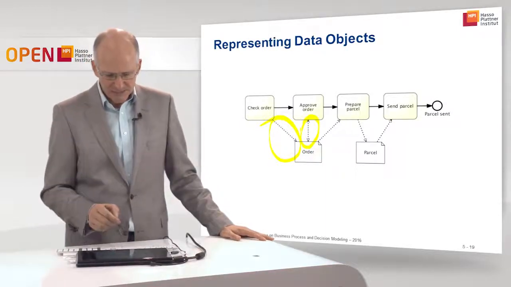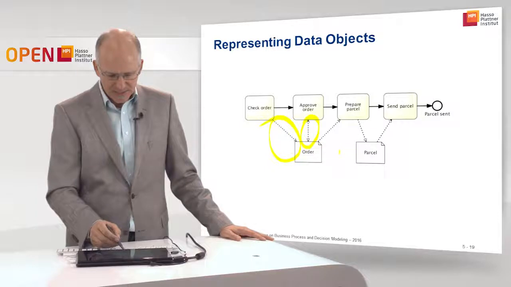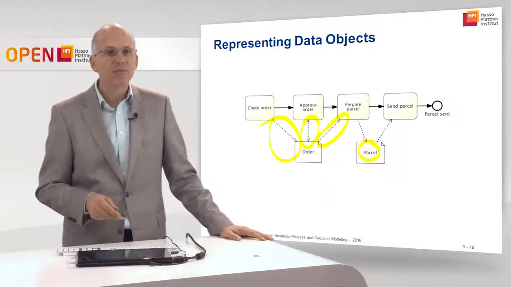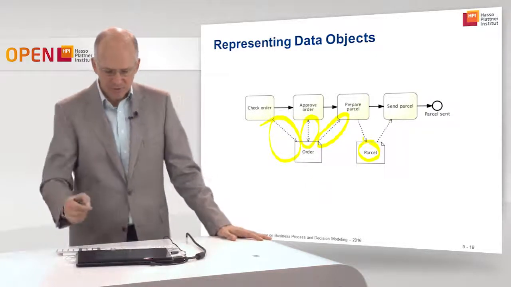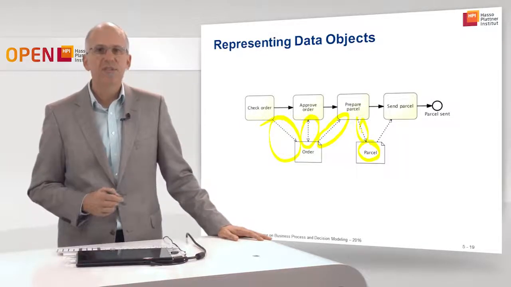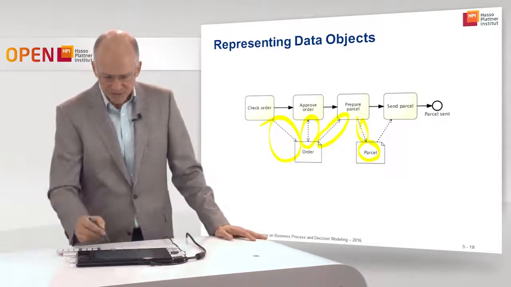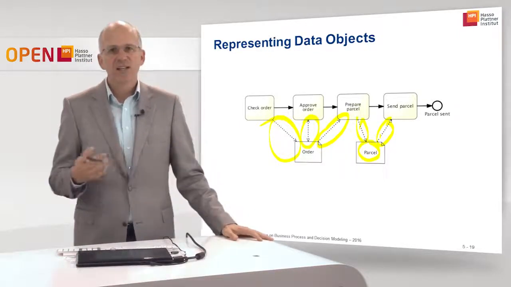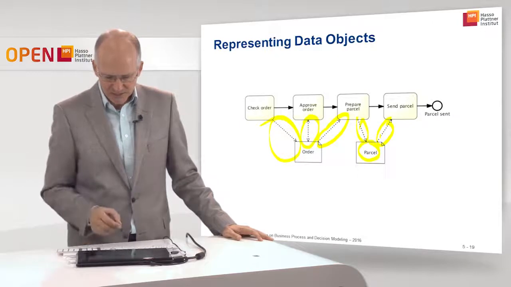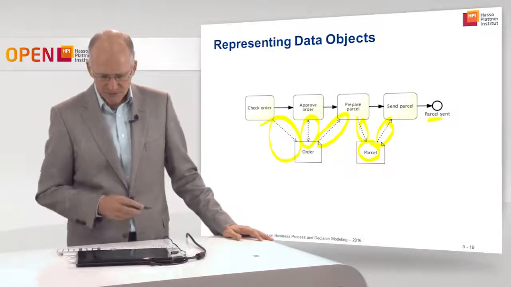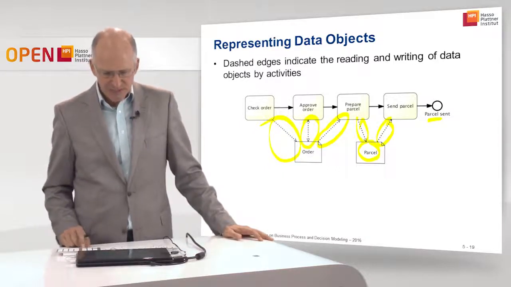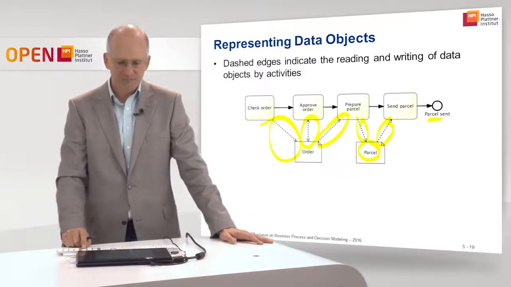Then the prepare parcel activity is executed, and it reads, here we see the read edge, reads the order and produces a parcel. So I use the information provided by the order to produce a parcel, and that's also represented by this write edge. And finally, send parcel reads the parcel, or takes the parcel. Also physical activities can be associated here. And finally, the parcel is sent, so the end event of that process occurs. So dashed edges indicate the reading and writing of data objects by activities.